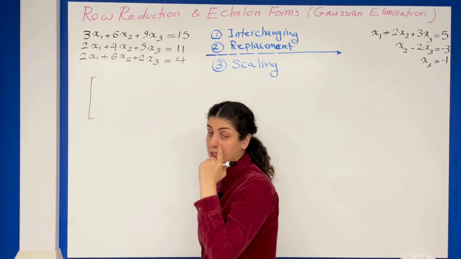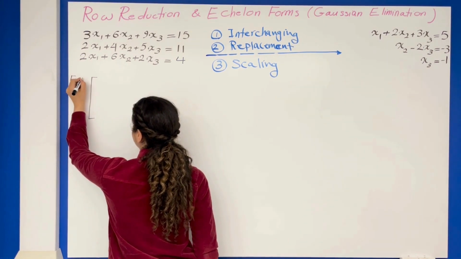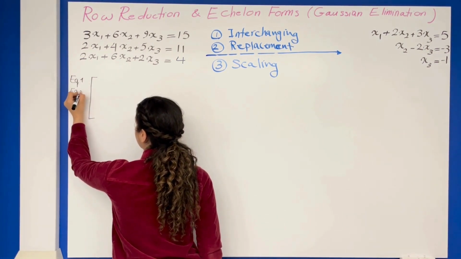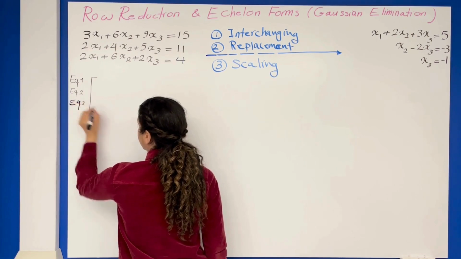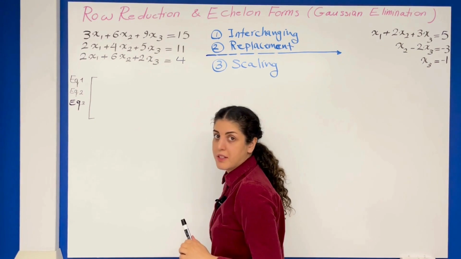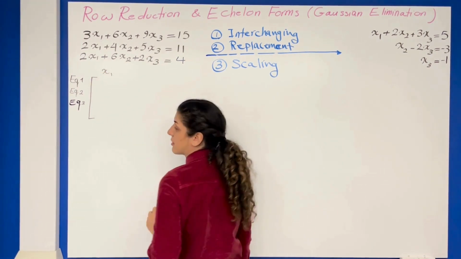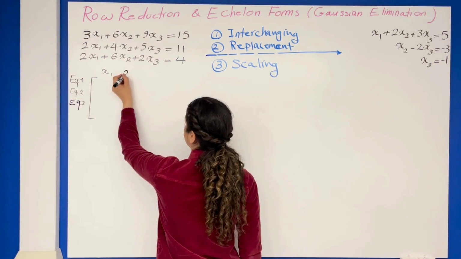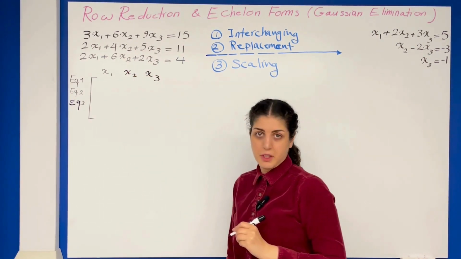In this matrix, each row corresponds to an equation. So row 1 corresponds to equation 1, row 2 corresponds to equation 2, and row 3 corresponds to equation 3. And the columns correspond to the variables. So the first column corresponds to x1, the second column corresponds to x2, and the third column corresponds to x3.